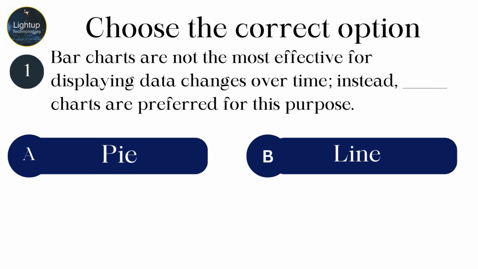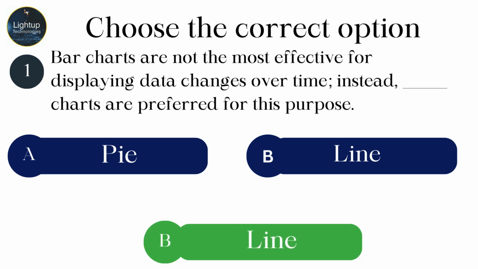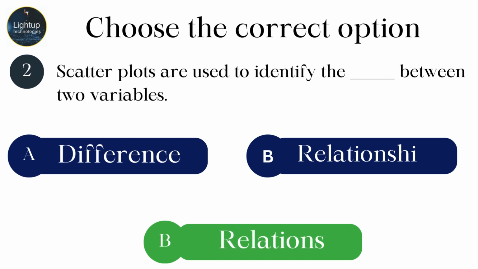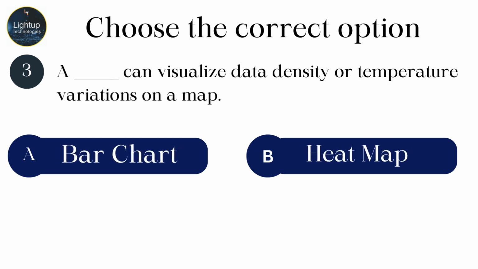Bar charts are not the most effective for displaying data changes over time. Instead, dash charts are preferred for this purpose. Scatter plots are used to identify the dash between two variables. A dash can visualize data density or temperature variations on a map.